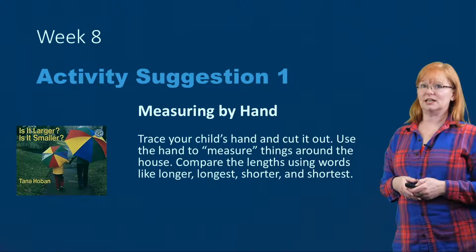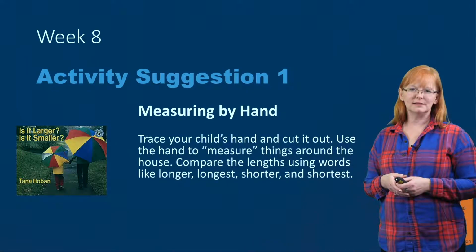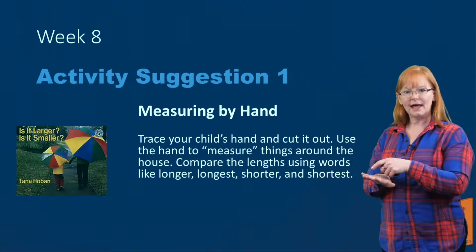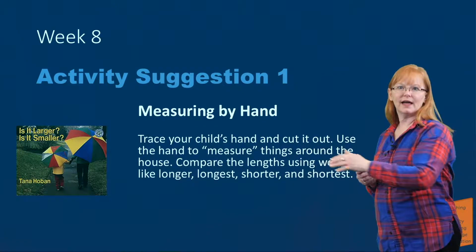So, activity suggestions to go with this book. The first one is measuring by hand. Simply trace your child's hand on a piece of paper and cut it out. Your child can use that hand print to measure different things around the house.